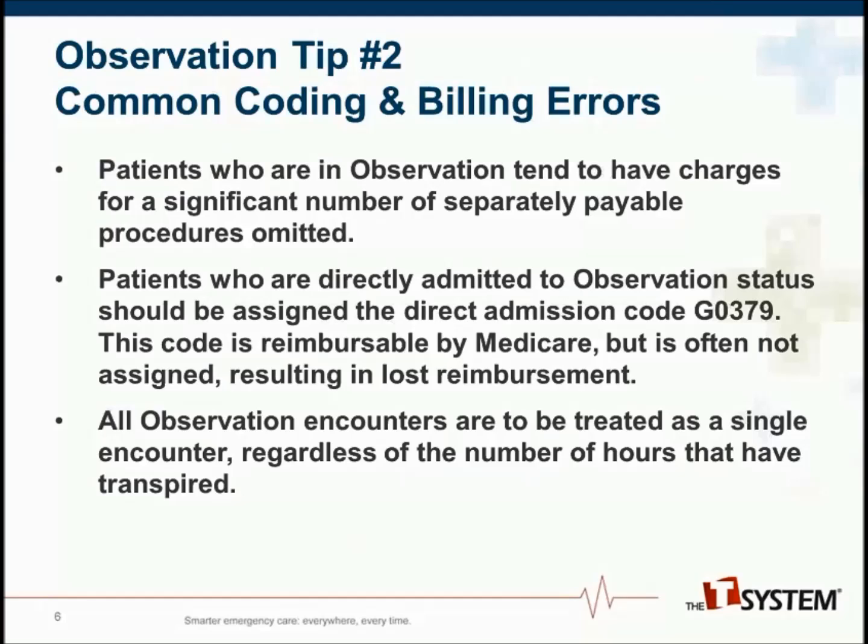The second thing is the proper use of the designation or the admission code, the G0379. That's the code that we need to assign to make sure that it's reimbursable by Medicaid, and we often find that it's not assigned when we go out and do our audits as well. And then really one of the bigger areas where people struggle is that you have to view that observation stay as a single encounter.